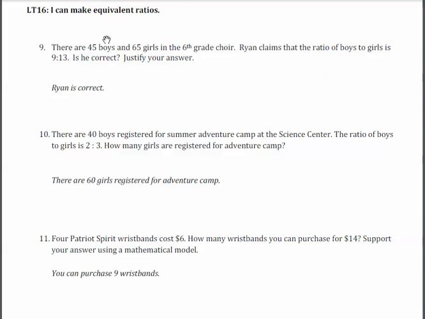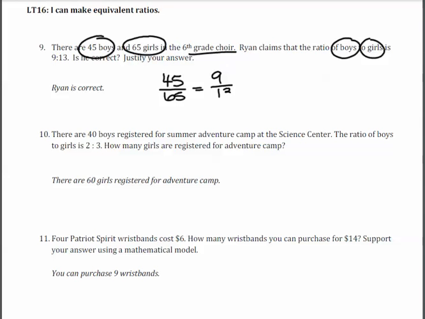Let's look at 9. There are 45 boys and 65 girls in 6th grade choir. Ryan claims that the ratio of boys to girls is 9/13. So we are going to look at 45 out of 65, and we want to know if that equals 9 out of 13. How do we get from 45 to 9? We divide by 5. If we divide 65 by 5, we also get 13. So Ryan is correct because they are equivalent ratios.